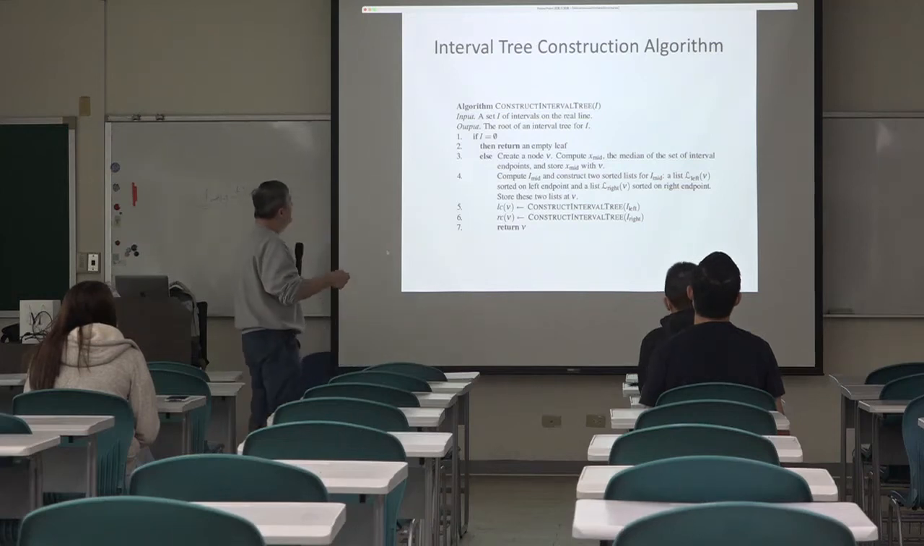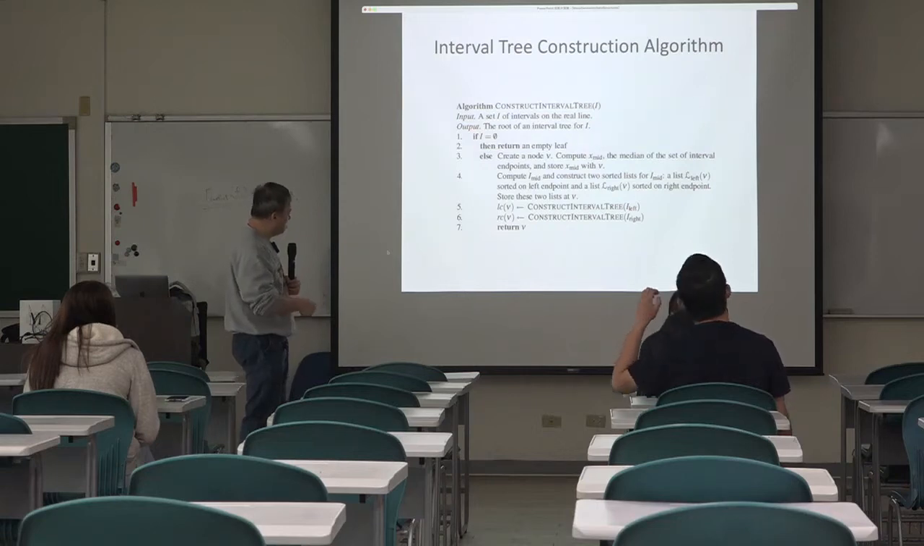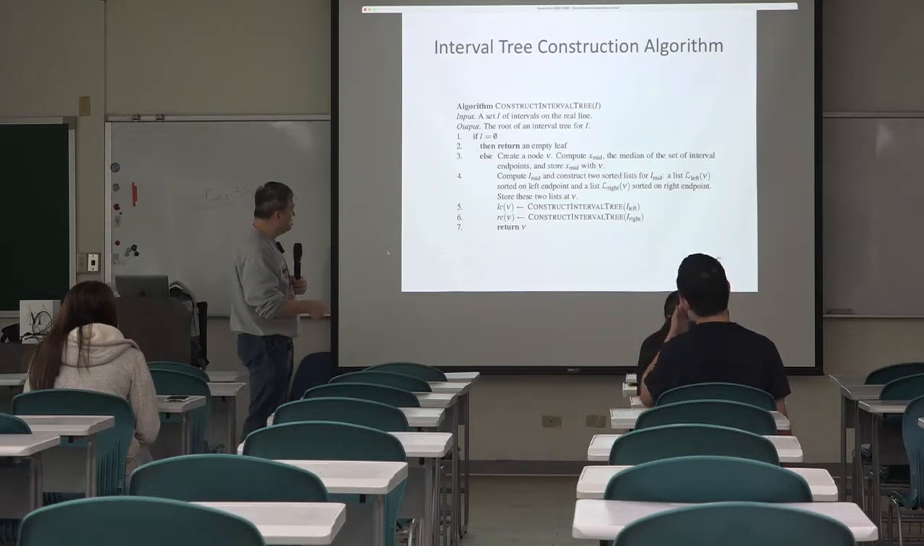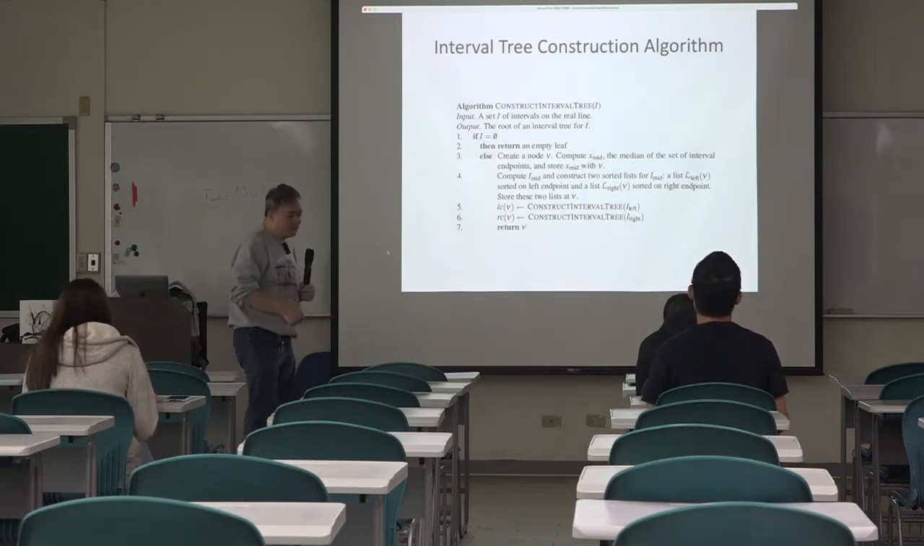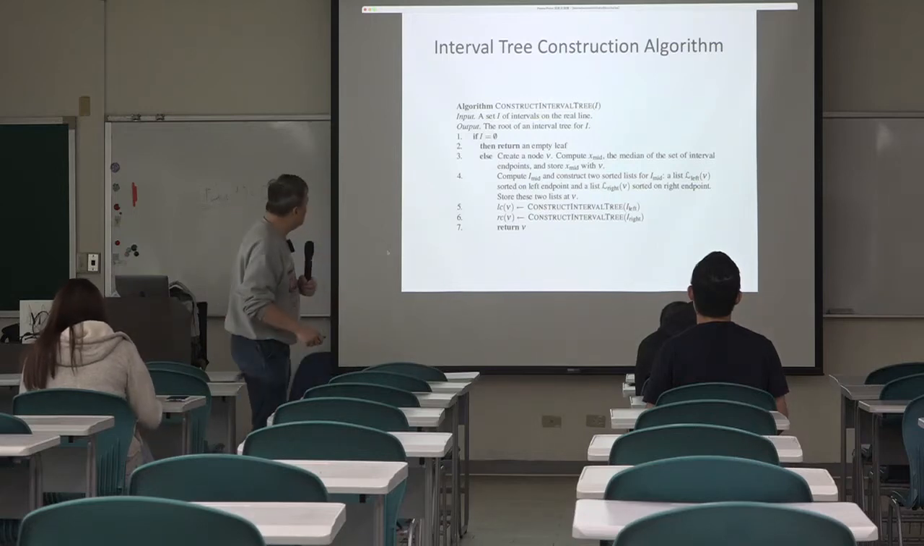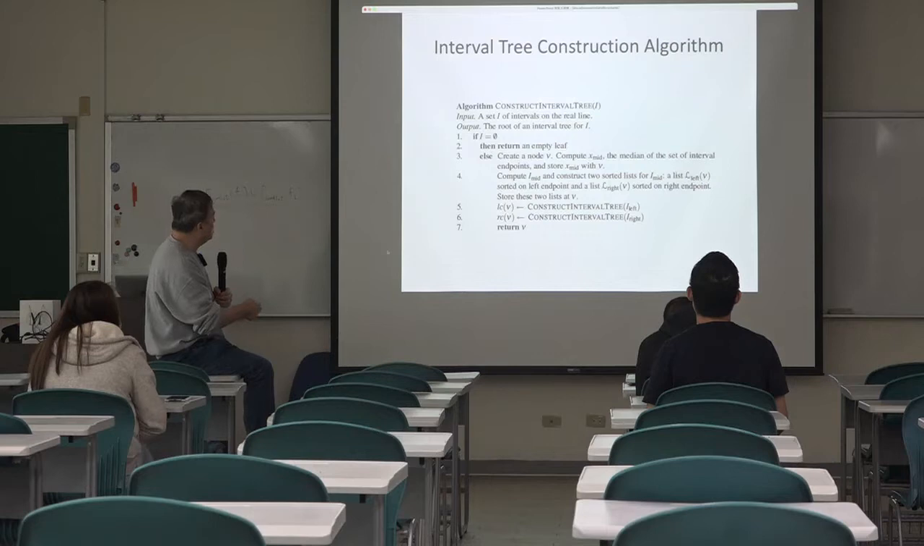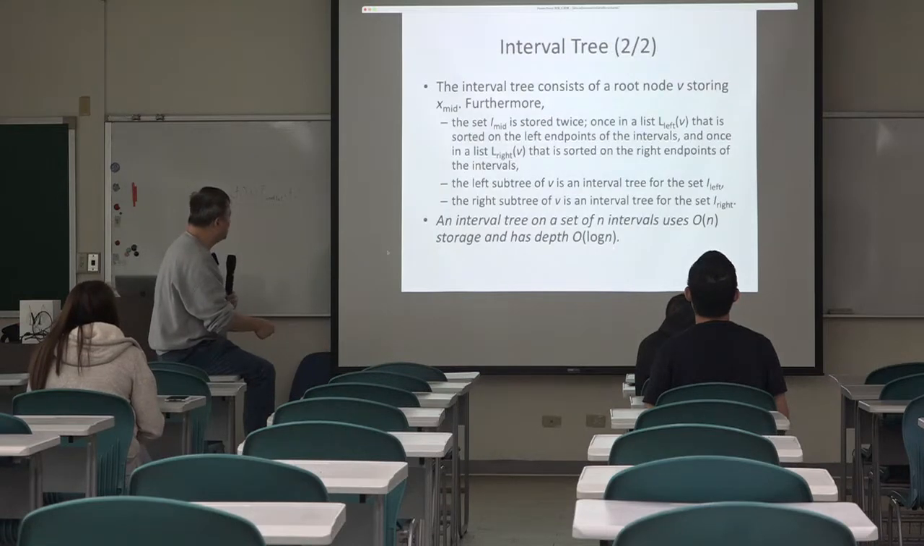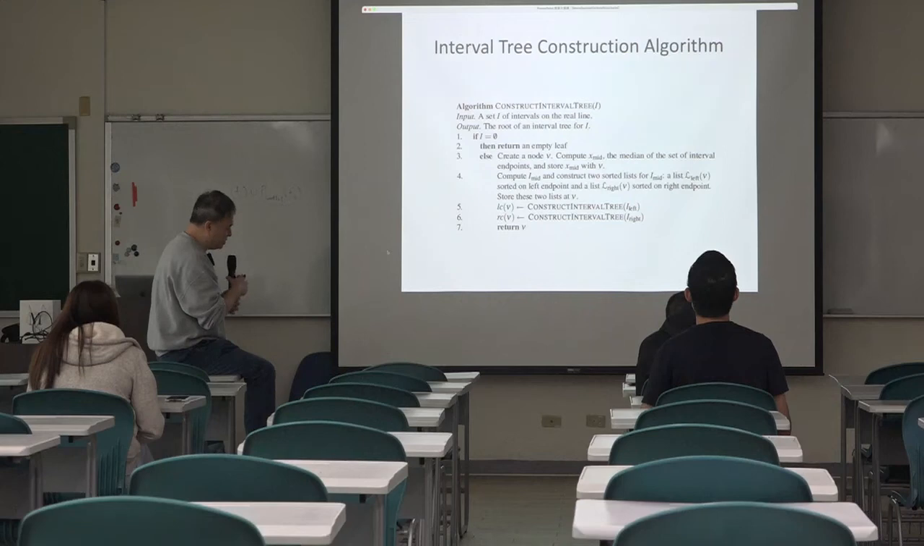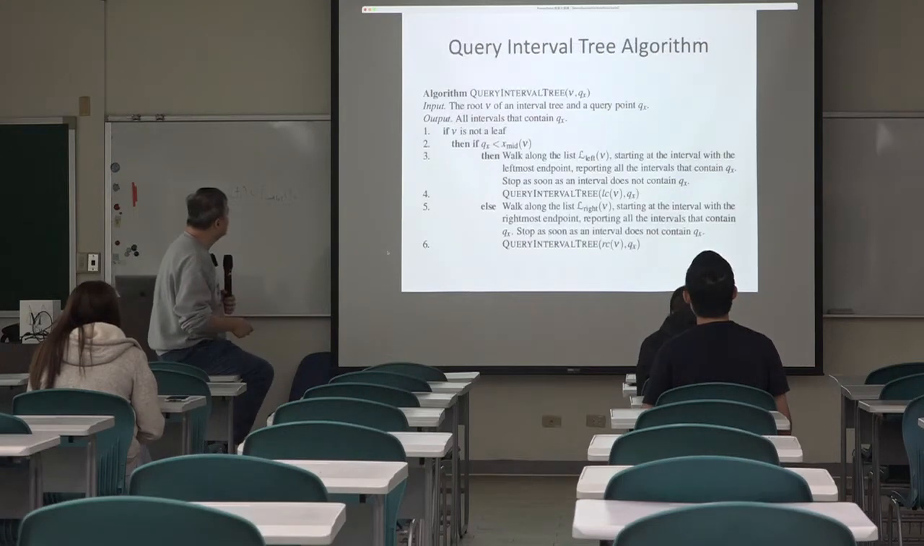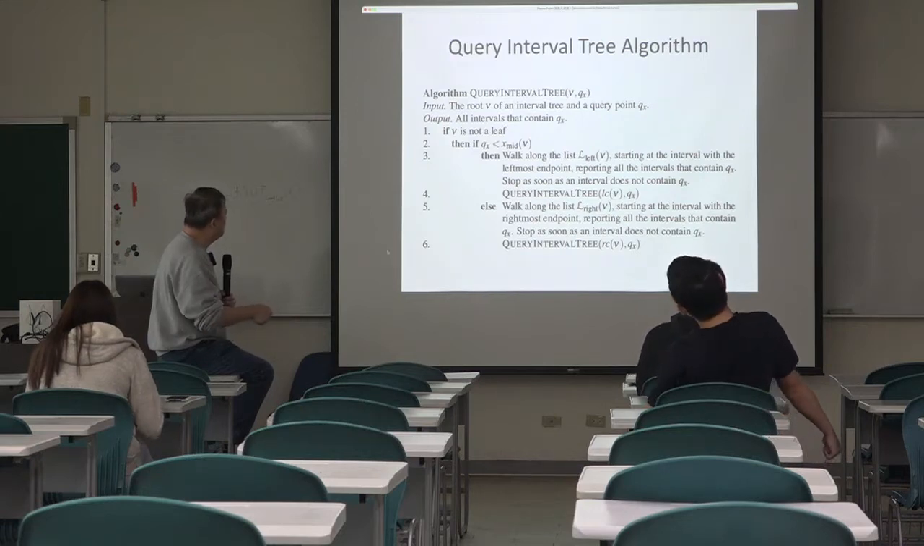So this is the interval tree construction algorithm. Obviously, you can imagine this is a recursive algorithm, because you can see we call construct interval tree for the left subtree and the right subtree. So this is a very elegant algorithm, and as I already mentioned, the depth as well as the storage space are really inexpensive. And for the query, it is also very easy.